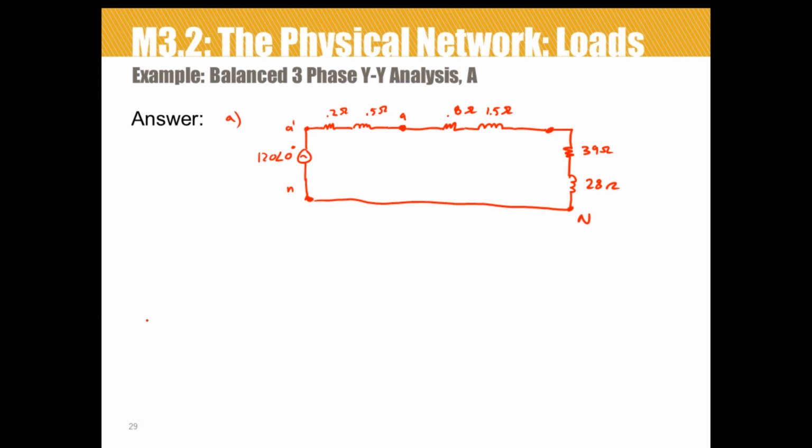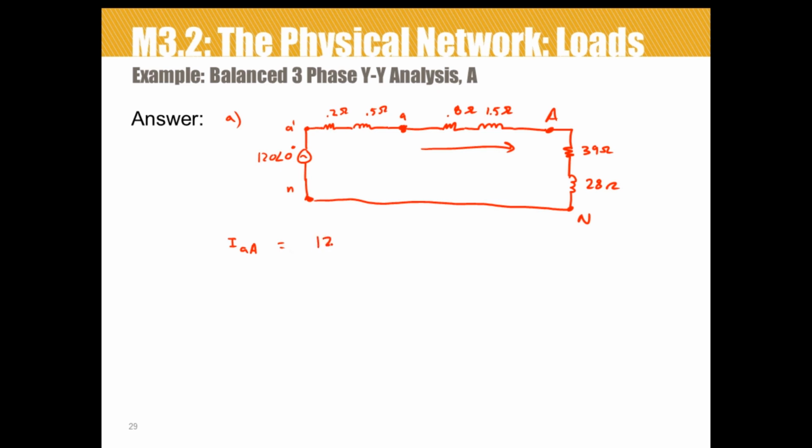So let's analyze this circuit. The first thing that we were asked to do was calculate the line current. You can call the line current whatever you want. I'm giving it the name IAA. That just is the current flowing in the transmission line. It's from there to there.